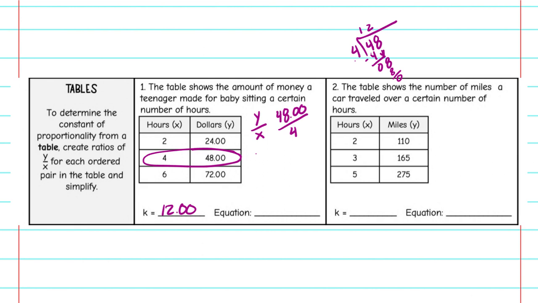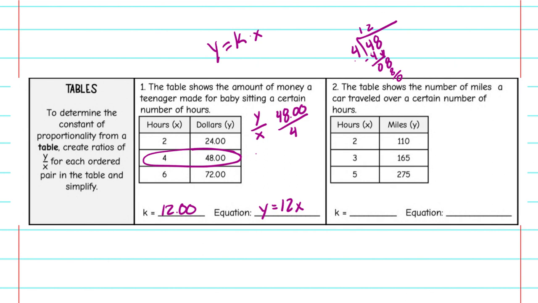So now the equation. To write an equation, we want y equals k times x. So to figure out what y is, you need to multiply x by 12. So y equals 12x is the equation to find out how much money you make babysitting. X, of course, is going to be the number of hours. Put it into the equation, and you find out how much money you make.